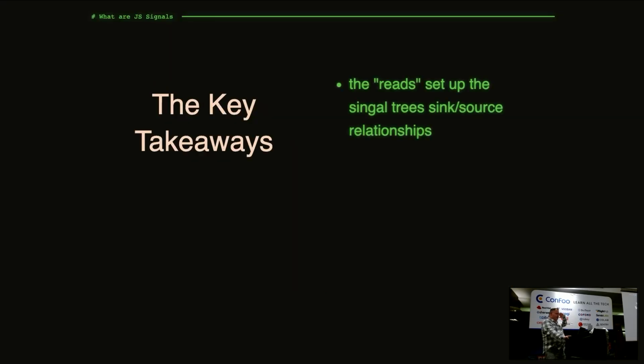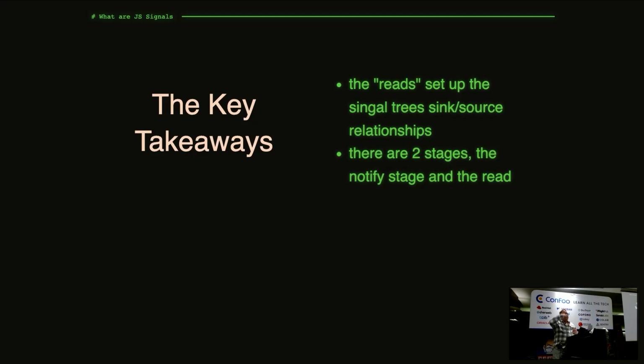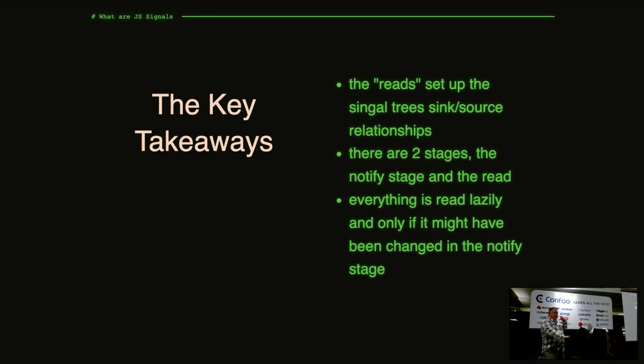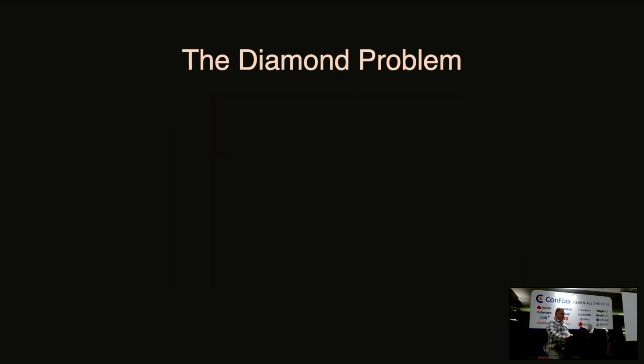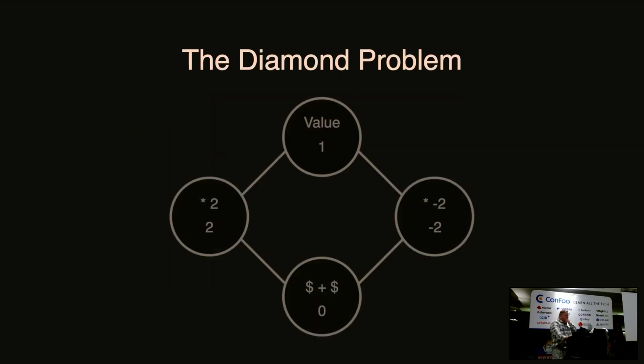So the key takeaway here is that read sets up the signal tree's sink and source relationships. There are two stages. There's the notify stage, which is, hey, a value changed, but then sometime later, things will start to read again. That's the laziness of it. Everything is read lazily, and it might not have been changed. It'll only have to recalculate if something it depends on has changed up the tree somewhere. So between those two things, the performance is awesome. There's also the diamond problem.